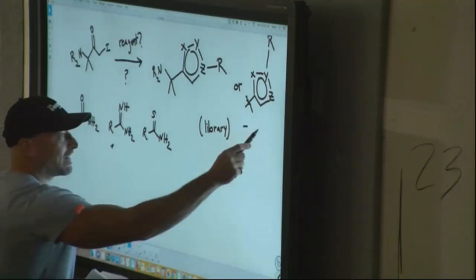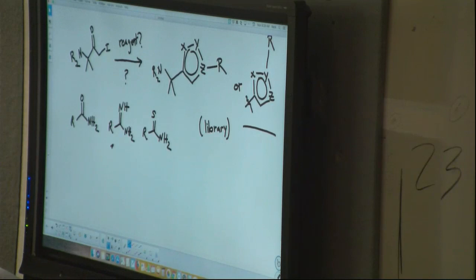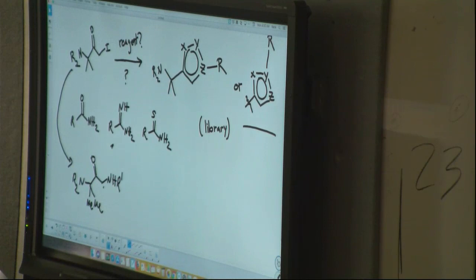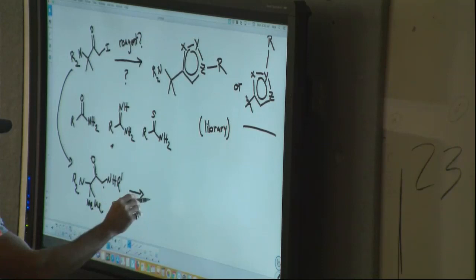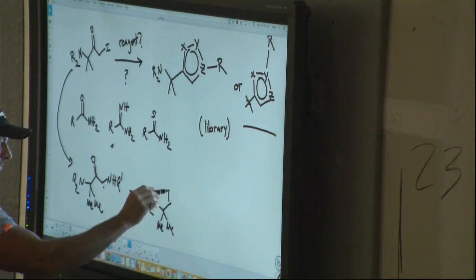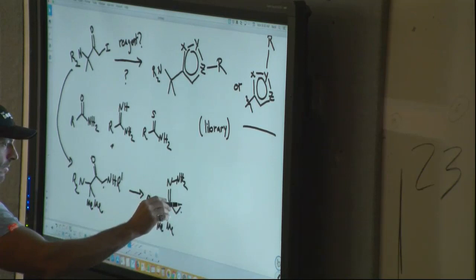The other possibility, where Y is equal to carbon, is to take this guy and convert it, they reverse the polarity. Now you go back to lecture four and you look, now you have nucleophile electrophile and you need to find a nucleophile electrophile pair. So if one, let's say, turns this into, you could oxidatively close this to the corresponding product.